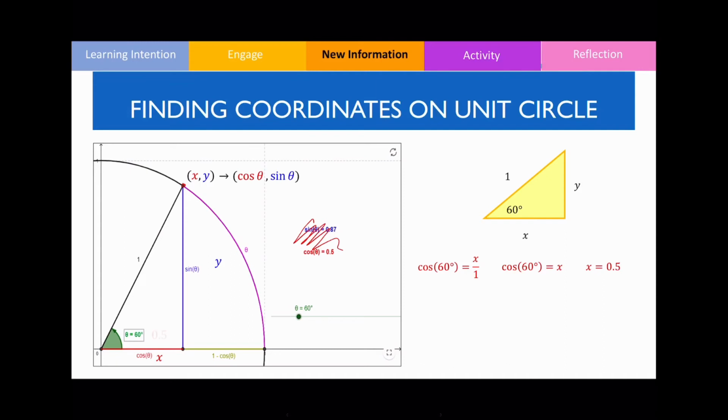Do the same thing to find out what y is. Remember, y is equal to the sine of the angle. So if you just put sine 60 degrees into the calculator, that will give you the y value, and that will give you root 3 on 2. If you convert this into a decimal and round to 2 decimal places, that's roughly going to be equal to 0.87. So that's therefore the coordinates for this point over here, okay?